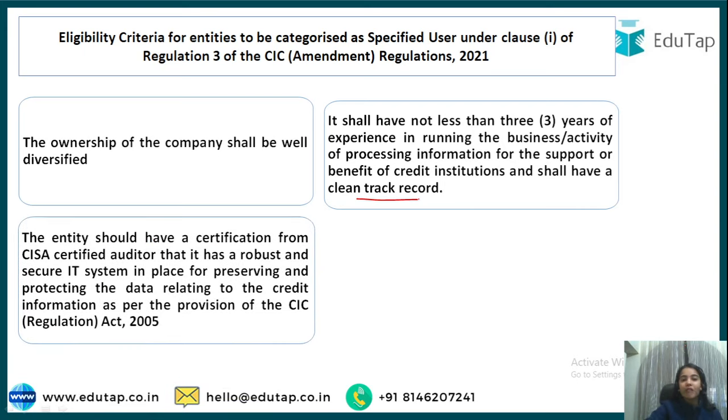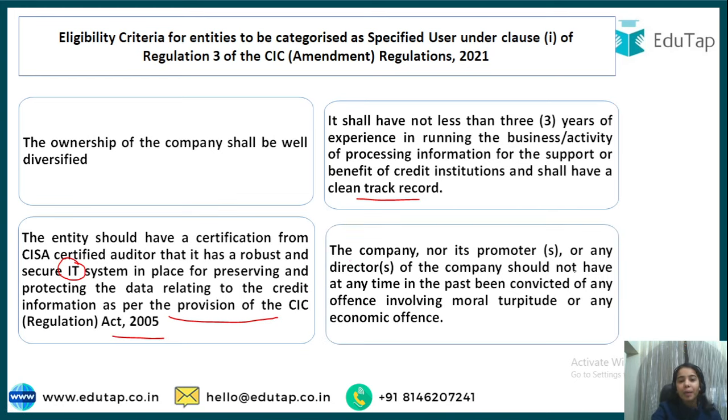The entity should have a certification from the auditor, and it should have a robust and secure IT system. Now this IT system, the information technology system, matters because they will be handling the information of the people. So they should have a robust, very effective IT system in place, as per the credit information regulation under the provisions of the CIC Act of 2005. And the last point is about the company and its promoters.